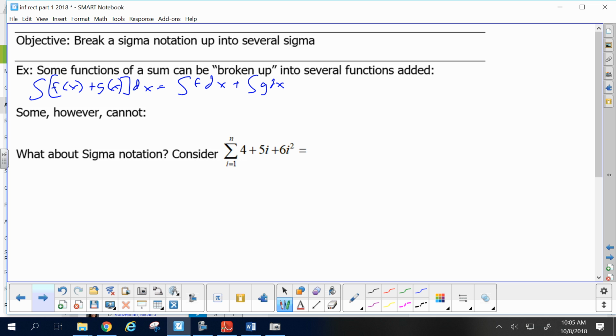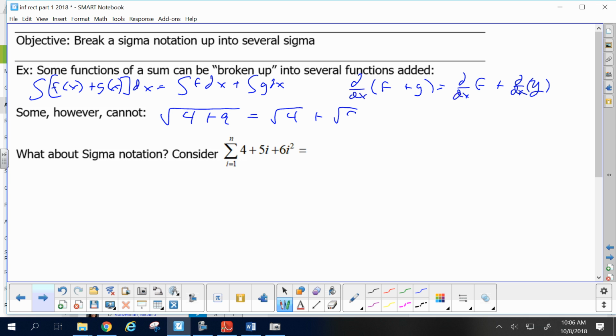Is that a yes? Yes, you can do that. The sum in an integral can be broken into separate sums. The derivative, for example, of a sum is equal to the separate derivatives. That's a yes. Some, however, cannot. For example, if you square root a sum, is it equal to the sum of the square roots? It is not. That is not allowed. So my point then is in math, sometimes when you have a sum in a function, sometimes you can split it, and sometimes you cannot.